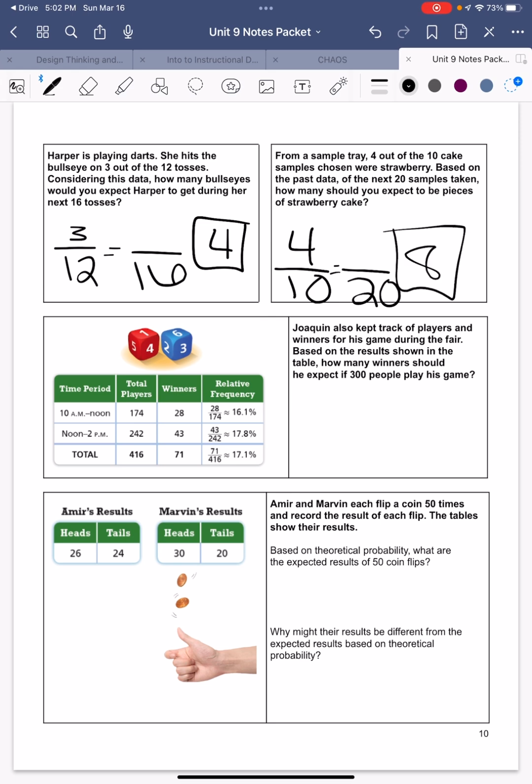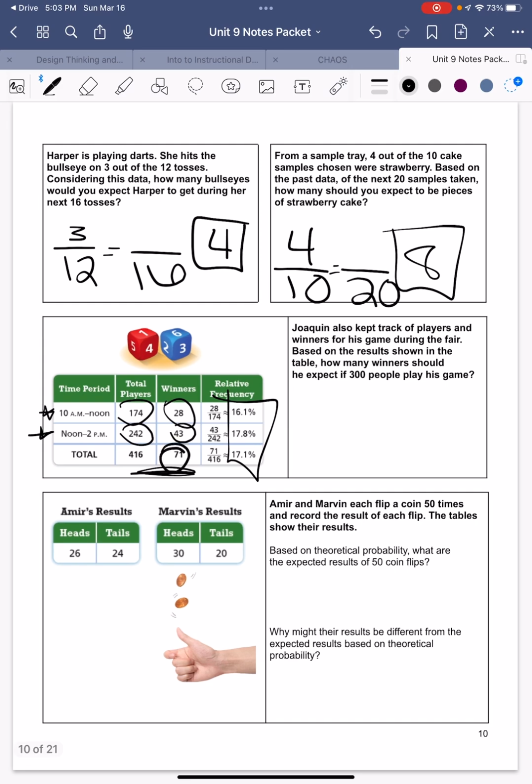All right, and the last couple, this one's talking about keeping track of winners for this game. So kind of similar to the front. I don't think it's the exact same numbers, but they played 2 time frames. They've got this many players, this many winners. Then they've got the total, and then they have the percent of them that won. He kept track of the players and the winners for his game. Based on these results, how many winners should he expect if 300 were to play?